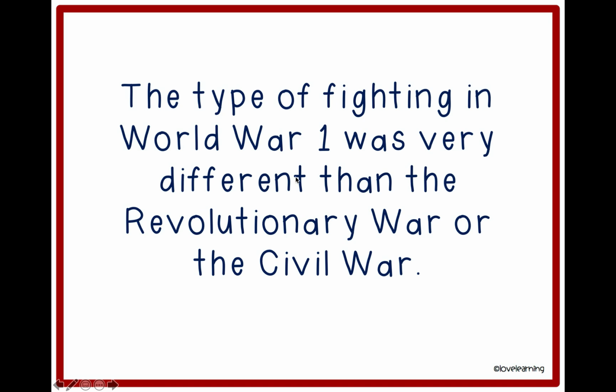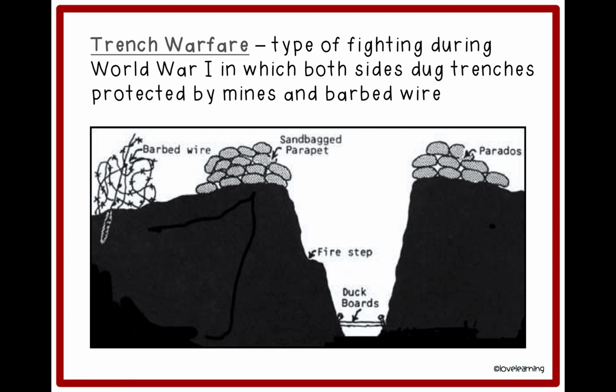So, here we go. And the actual fighting is going to start to happen. And it's going to be very different than the Revolutionary War and the Civil War. Remember, back in those times, you'd have one side here and one side here, and they would march towards each other, or they would fire guns at each other and cannons, and then whoever was left standing the most on either side would have won. Well, this war is going to be very different because it's going to be trench warfare. And it's going to be the type of fighting during World War I in which both sides dug trenches protected by mines or little bombs and barbed wire, right?